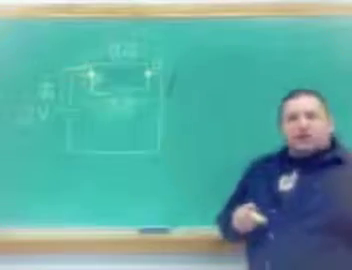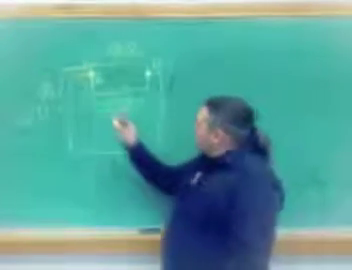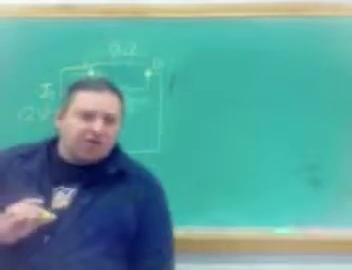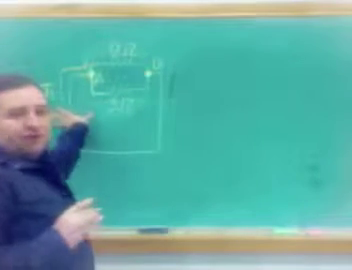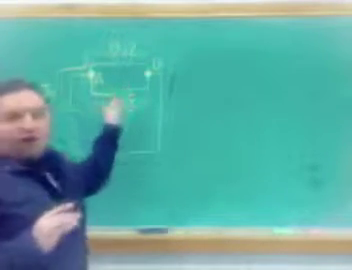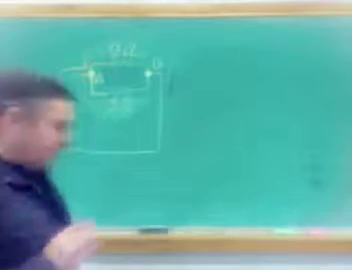Alright, so here's my problem. You've got two resistors in a parallel circuit. There's a 12 volt battery hooked up to it. One of the resistors is 3 ohms, one of the resistors is 2 ohms. I want to be able to calculate the total current leaving the voltage here, and then the current across each one of those resistors. Okay?